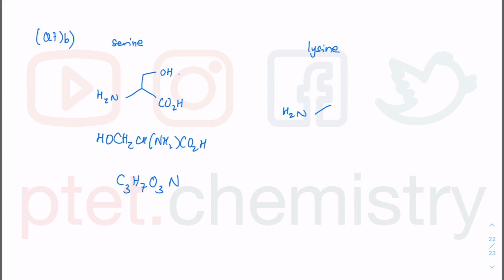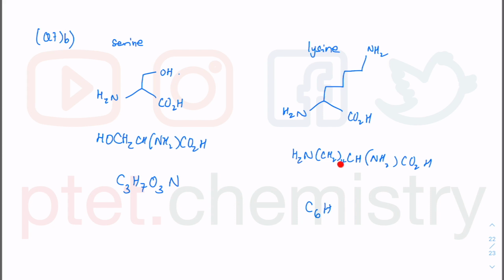And now you have lysine. If I draw it the normal way I draw my carboxylic acid, I have H2N, then CH2 four times as my side chain, then CH, NH2, CO2H. If you total the number of carbons, there's 4 there, 5 and 6, so 6 carbons. Hydrogen, there's 14 altogether. There's 2 oxygens and 2 nitrogens.